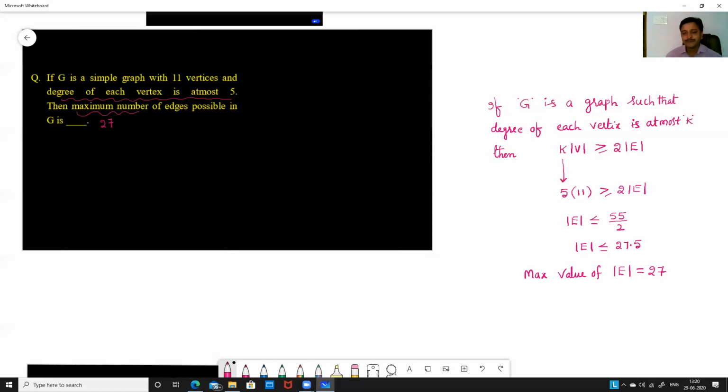Clear? What is the basic principle here? The basic principle is if the degree of every vertex is at most k, in such a case, we can use this principle.